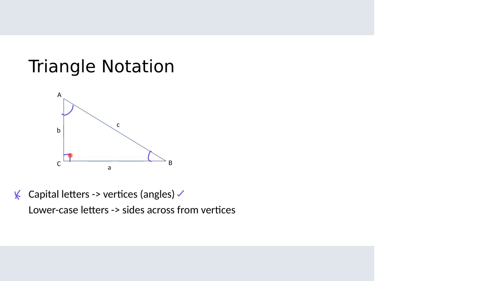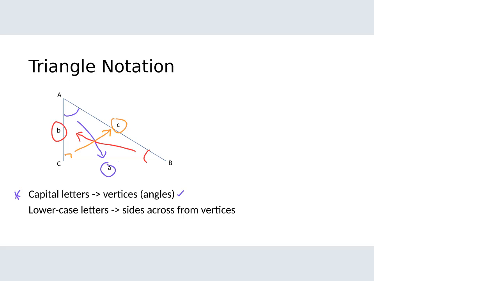And then the sides that are across from those vertices. So here's angle A. Across from there, that's where side A is going to be. And for side A, we're going to use a lowercase letter. And then when we get to angle B, side B is the one across from there. And then finally, when we get to side C, that's the one across from angle C.